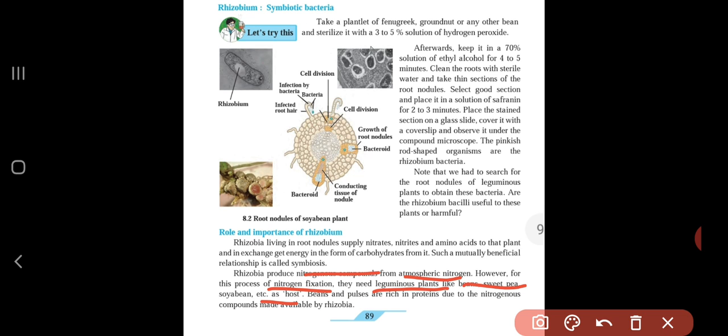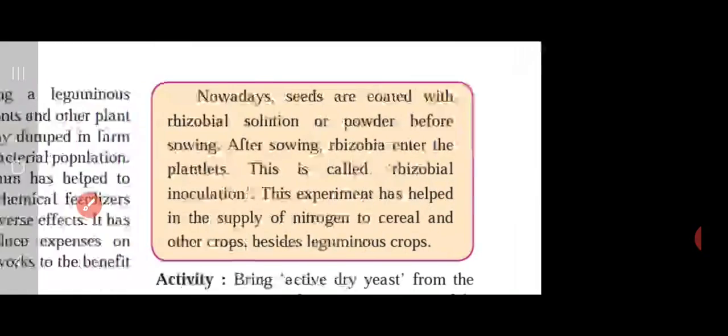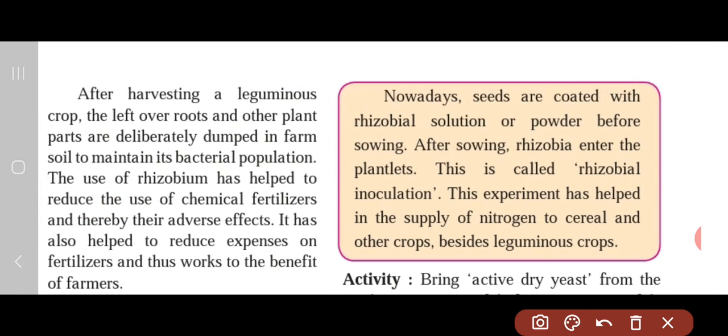They act as host. Beans and pulses are rich in proteins due to nitrogenous compounds, and who is helping them? Rhizobia is helping them. Fine. So after harvesting the crop, leftover roots and other plant parts are deliberately dumped in the farm to maintain its bacterial population. So when the farmers do harvesting, when they cut the standing crops, the plant parts are purposely dumped in the farm soil so that the bacterial population remains active in that soil.